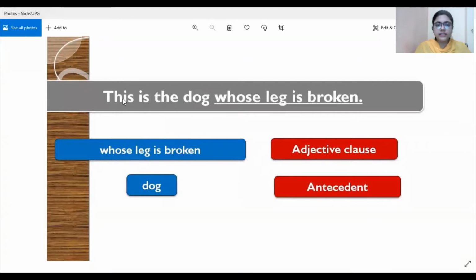Can we look at another example? This is the dog whose leg is broken. So which is the dog I'm talking about? Whose leg is broken. So again, this clause is describing the noun dog. So dog is its antecedent, and whose leg is broken is an adjective clause.